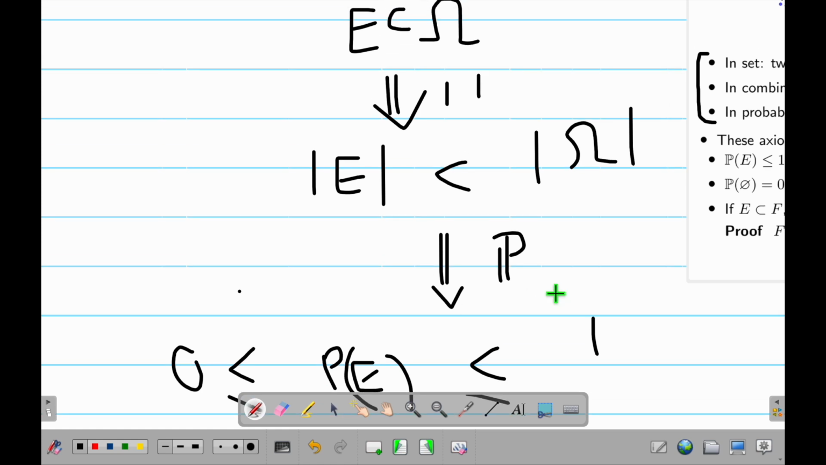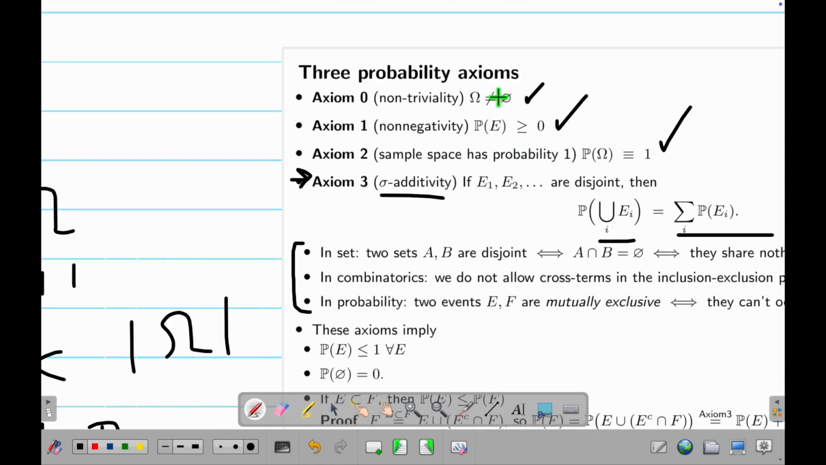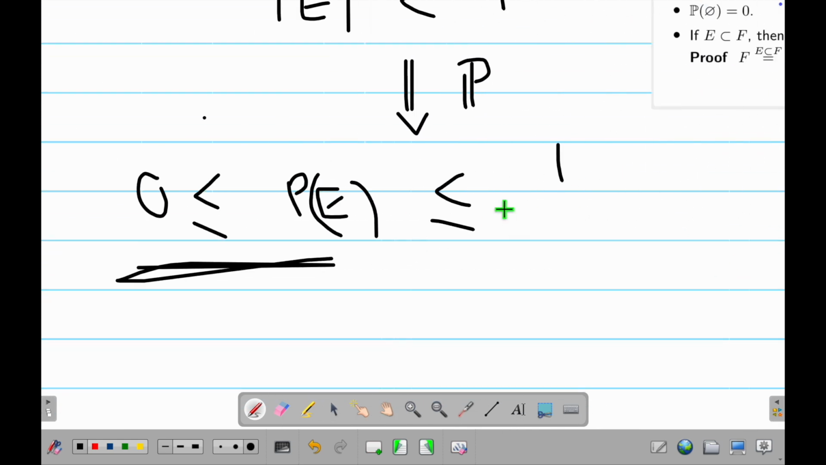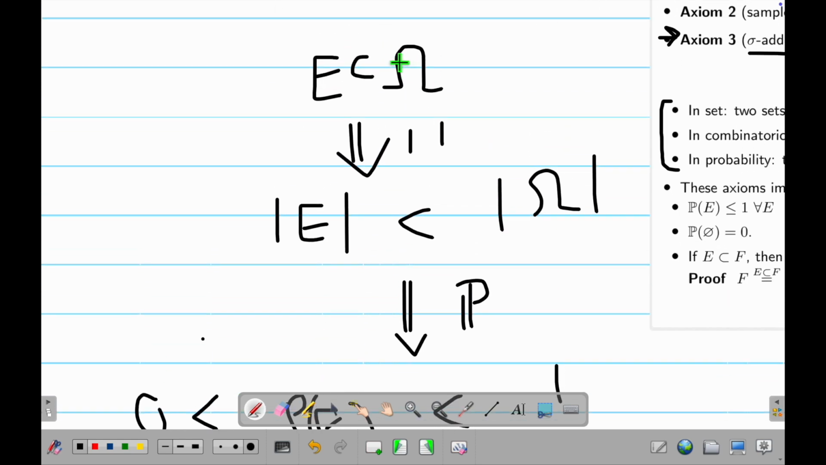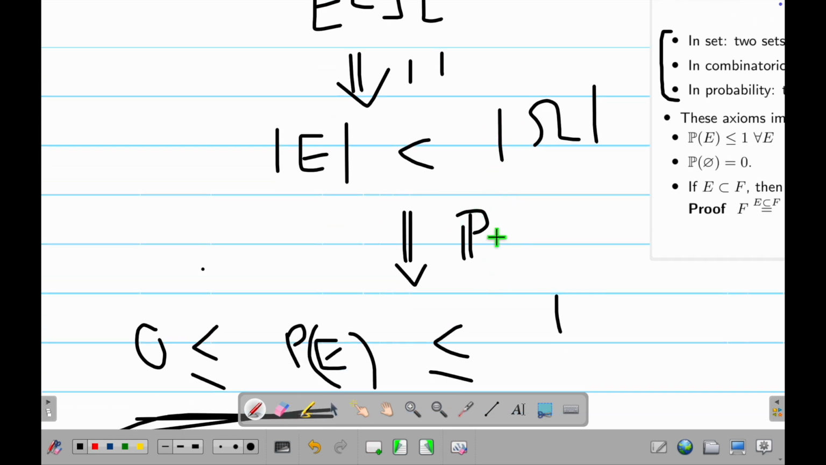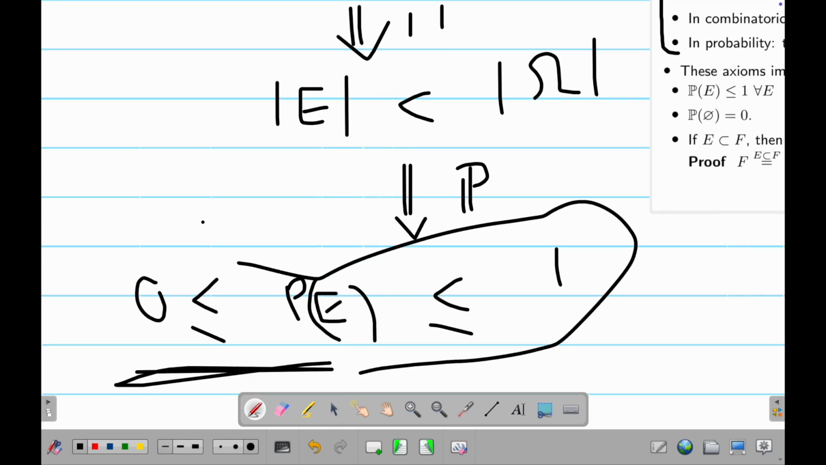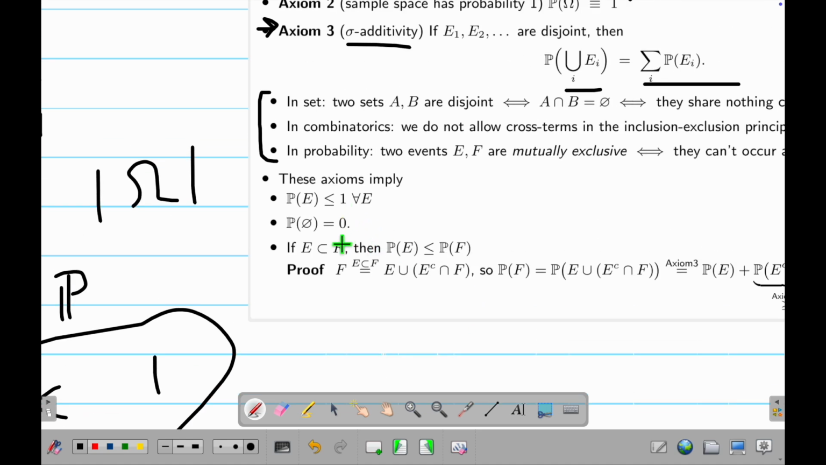You see, I didn't say this in the beginning. I just said probability of event is larger than 0. I only say this part. I didn't say this part. This part is induced by what? Set theory, combinatorics or set theory, and this is what? Definition of probability on sample space. So this thing is not coming from probability. It's coming from something else. So that's why you have this. And also you have this.